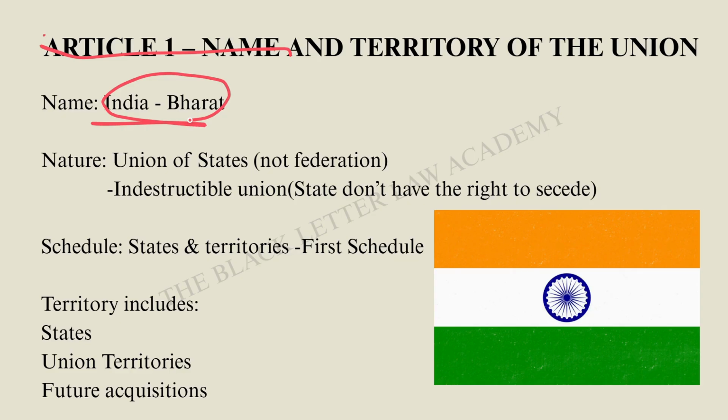Simple question for you. Does our constitution recognize one name or two names? Yes, both India and Bharat are constitutionally valid. Now comes the most important part, the nature of India. Article 1 says India is a union of states, not a federation formed by agreement.